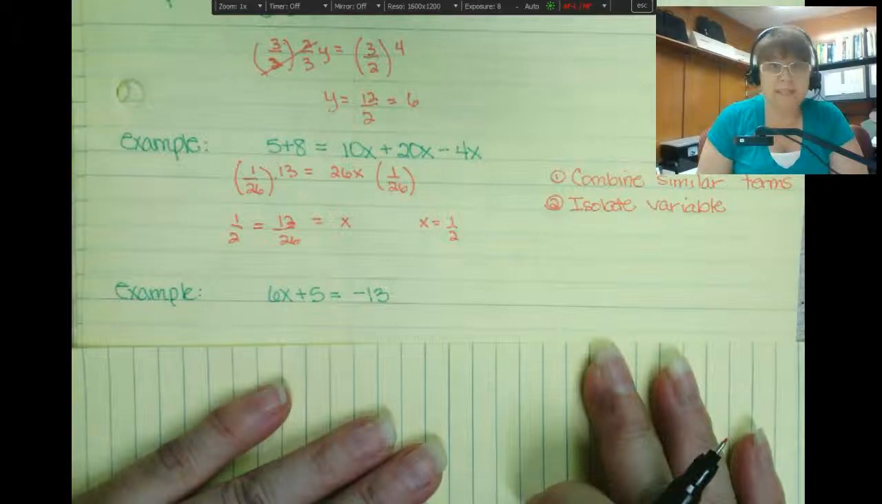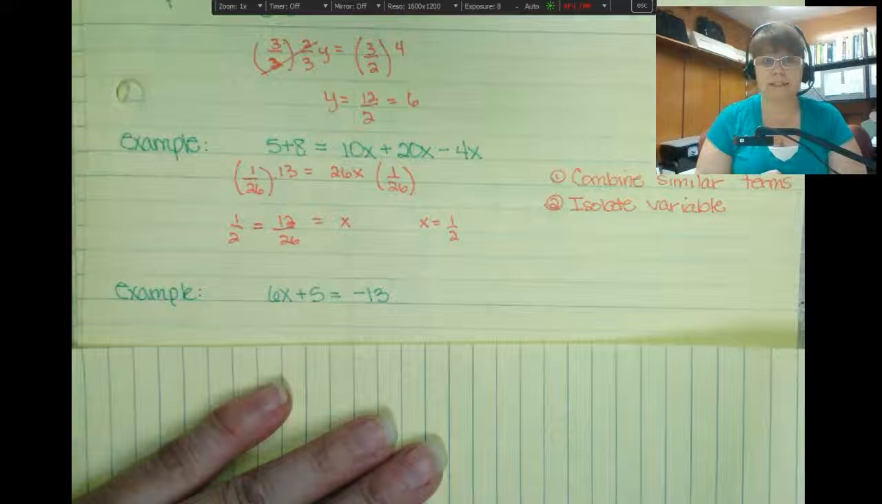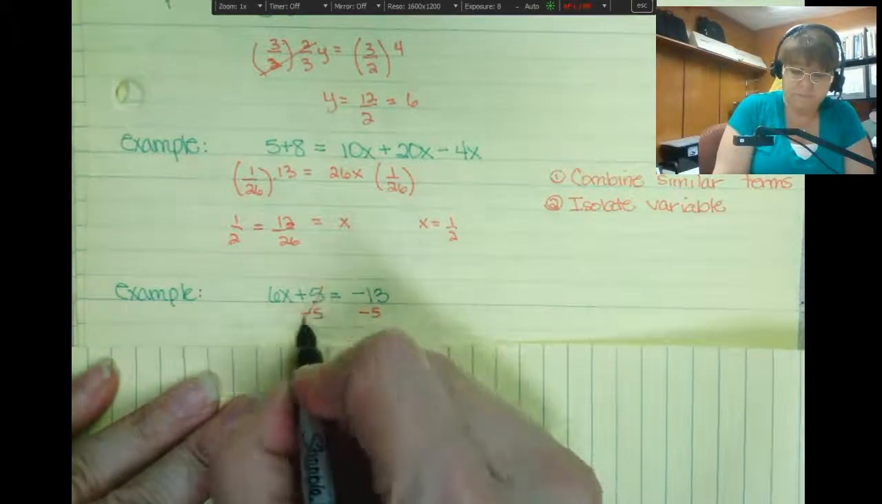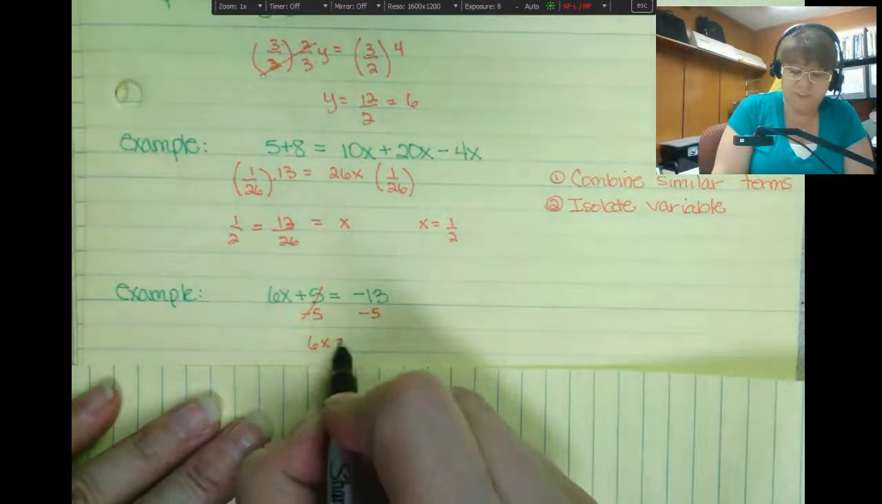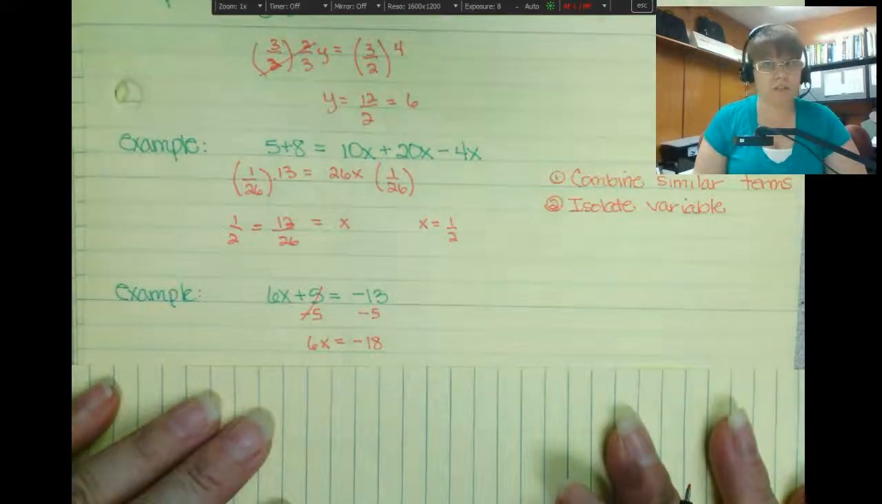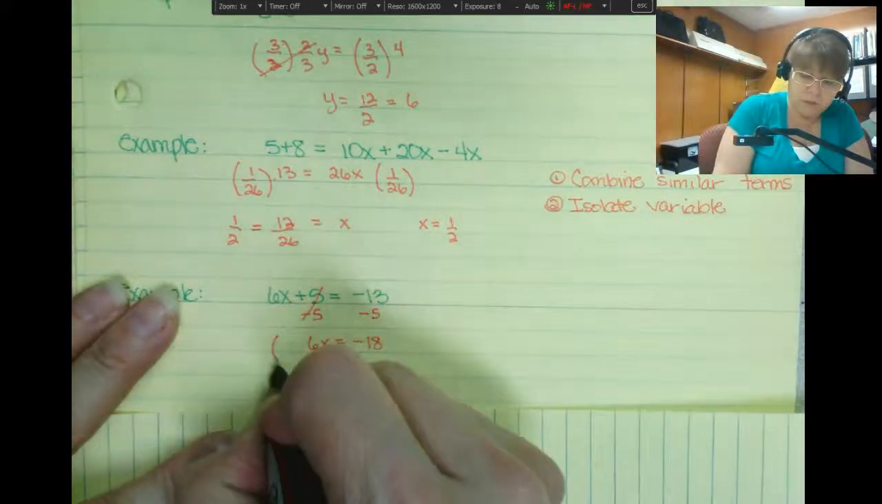Let's try another problem. 6x plus 5 equals negative 13. Well, I have constants, I have numbers on both sides of the equation. So I'm going to use my addition property of equality to isolate my variable. So first thing I want to do is subtract 5 from both sides to isolate my variables onto one side of my equation. Now I can use my multiplication property of equality to isolate down to 1x. So I multiply by 1/6.